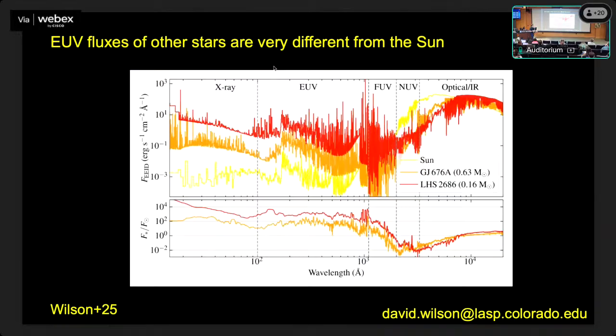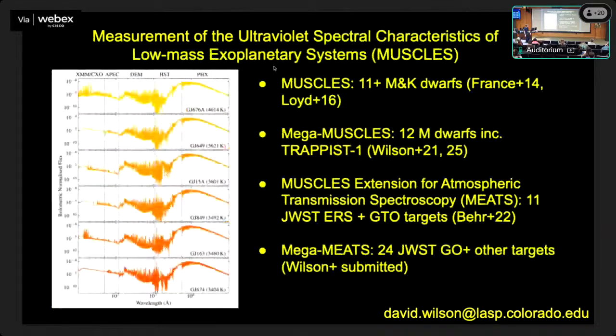And so for that, we've been doing for almost a decade the MUSCLES program. This is measurements of the ultraviolet spectral characteristics of low-mass exoplanetary systems. I can't say that slowly, don't ask me. The original idea of MUSCLES and MegaMUSCLES was to look at M and K dwarfs and get a representative sample. So look at as many as we could, given the limitations of the observatories we use, covering a range of spectral types and ages, such that even if we hadn't observed your M dwarf or the M dwarf of any planetary system of interest, there should be one close enough in the sample that you could use it as a proxy.